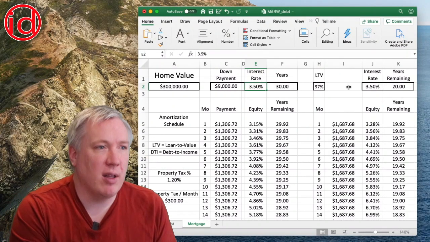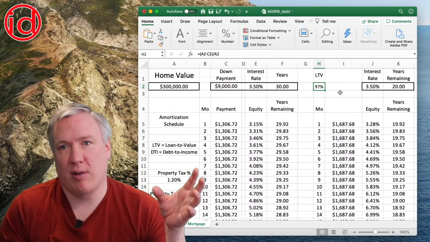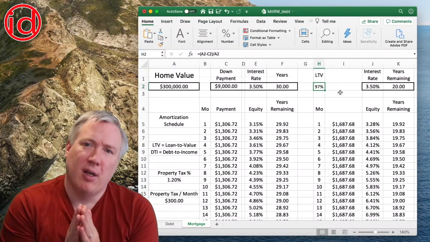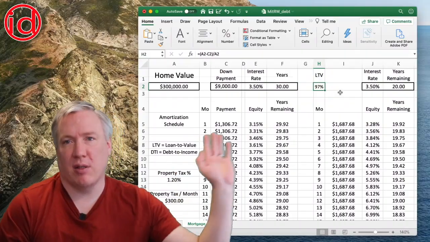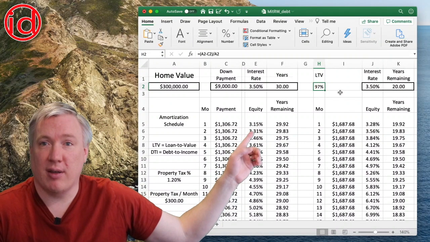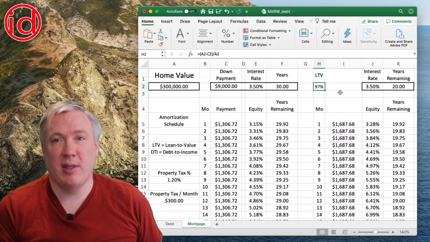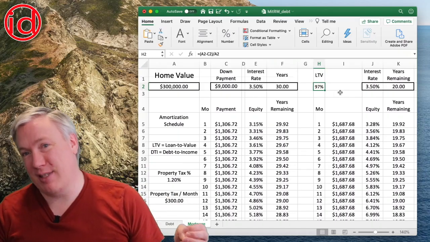comparison. Right here in the middle, I have this acronym LTV that is used in the mortgage industry, which means loan to value, which means what is the percentage of the loan compared to the value of the home. So in this case, this home is worth $30,000, but you're doing a down payment of $9,000, which means you're not actually taking out a loan for the full amount. You're taking out a loan for 97% of that full amount.